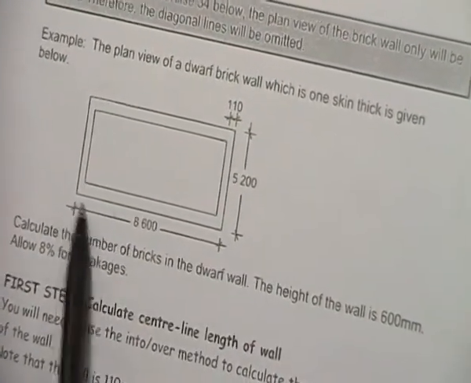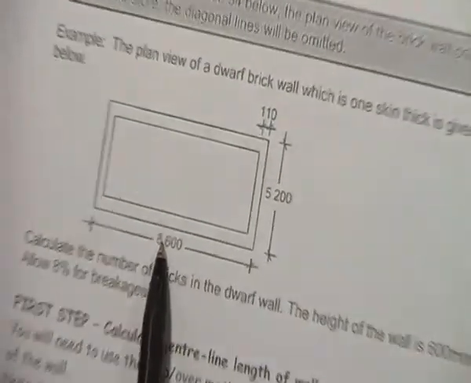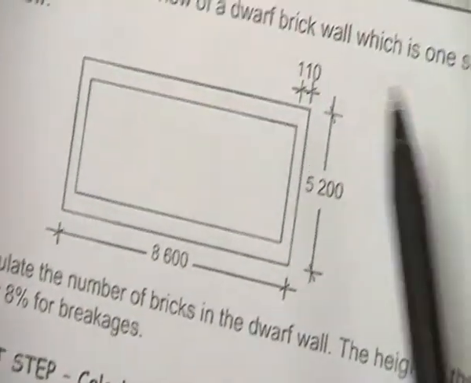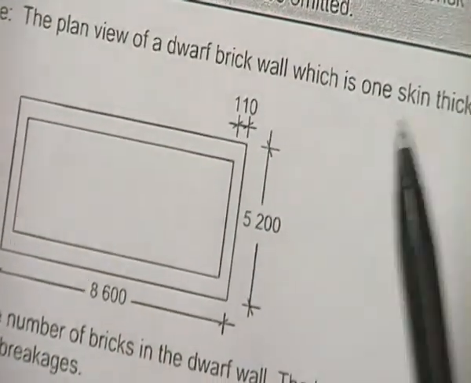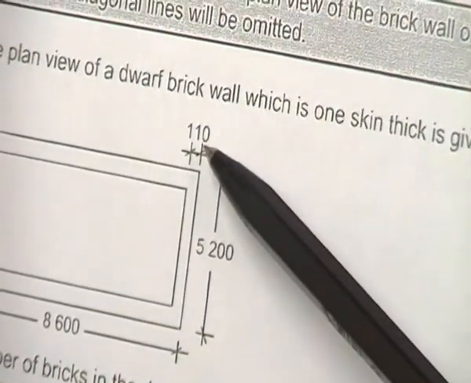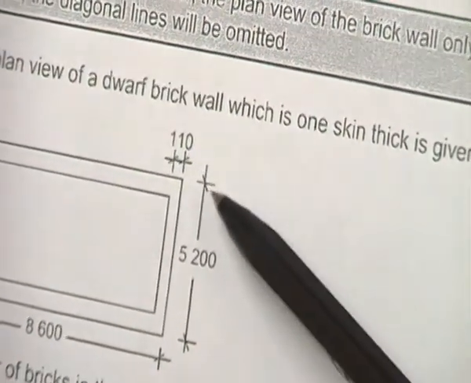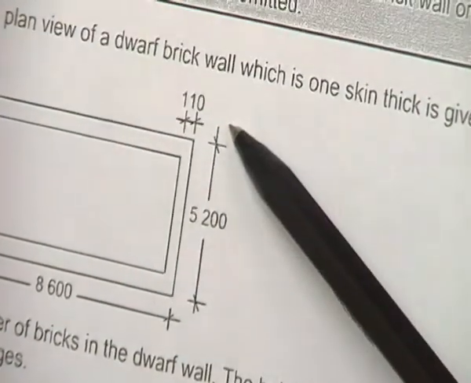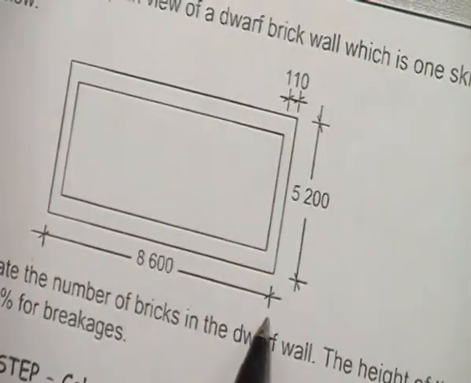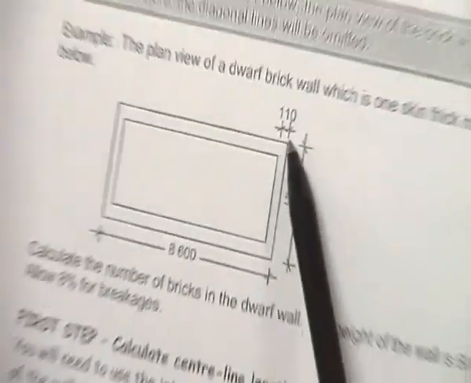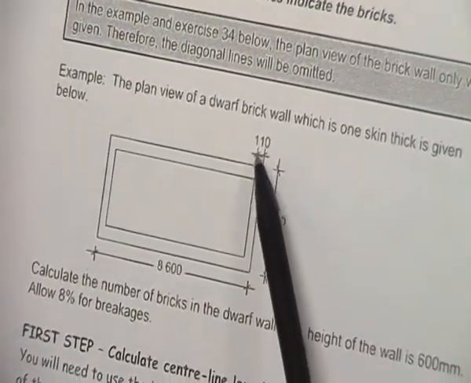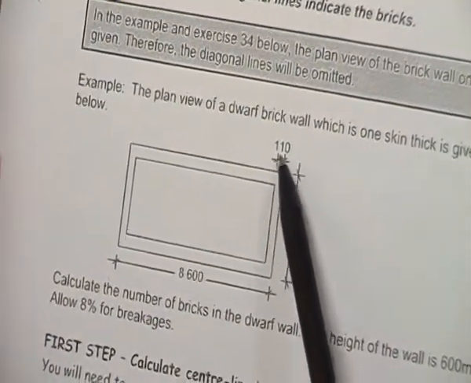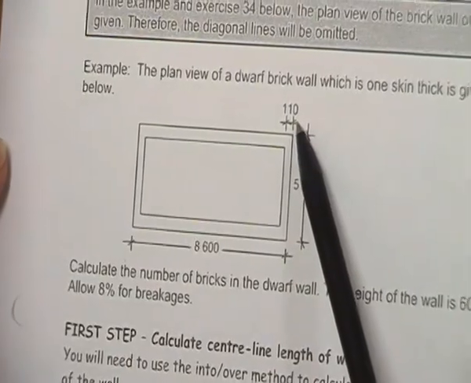So this wall plan here says 8.6, I'm converting, 5.2, and those figures are including our brickwork. So have a look at the dimensions there. They are really important when you're looking. So our brickwork is showing us it's only going to be 1 skin because it's 110 wide.